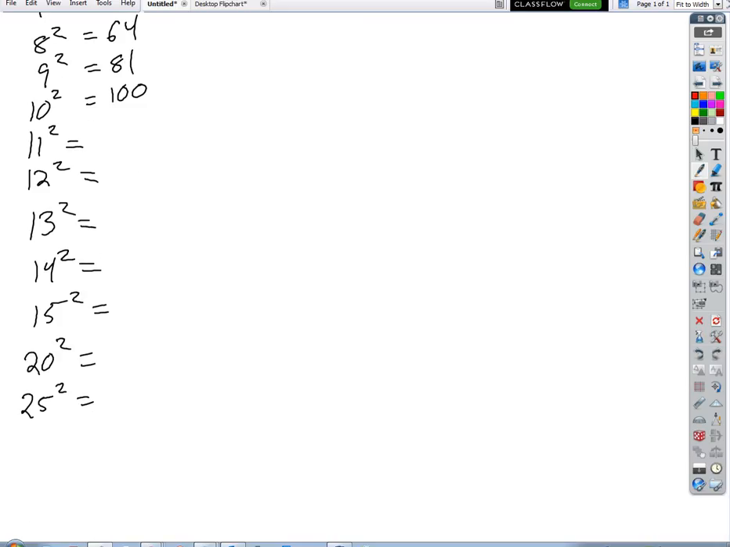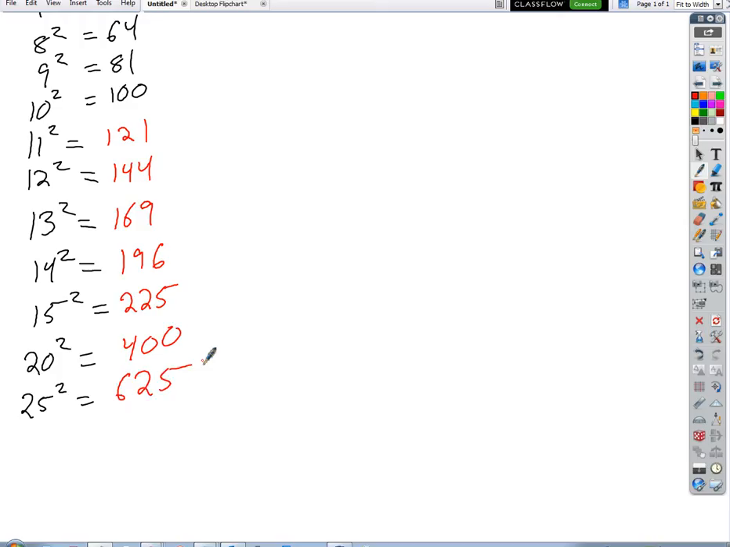Then they start to get maybe a little bit trickier. 11 squared is 121, 12 squared is 144, 13 squared is 169, 14 squared is 196. That's an easy one to remember because when you go to 14, it just flips the digits. Then 15 squared is 225, 20 squared is 400, and 25 squared is 625.